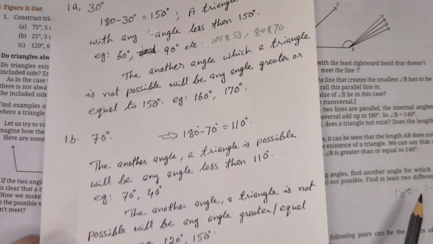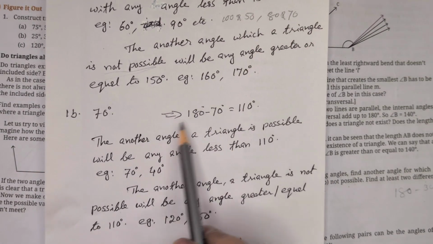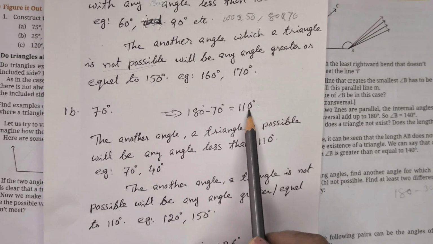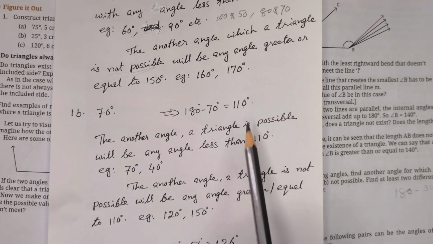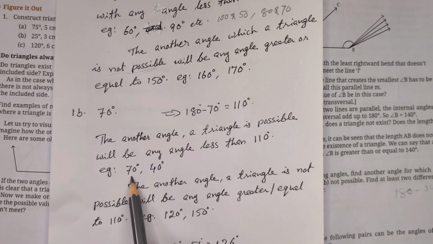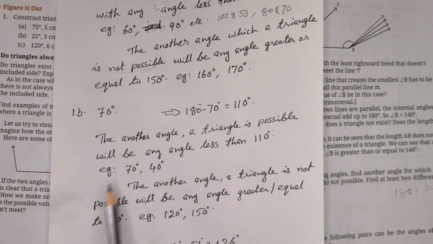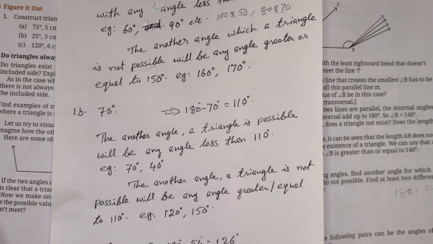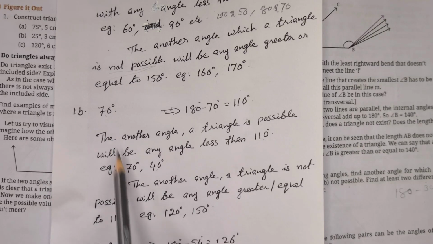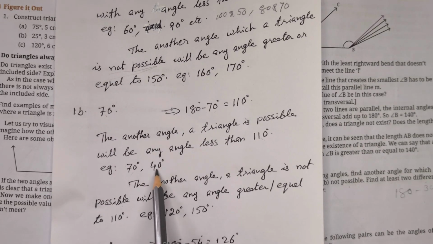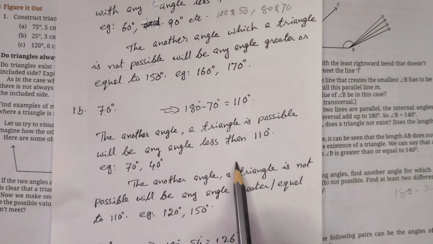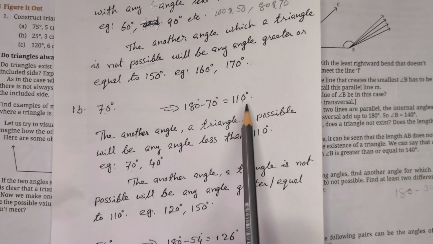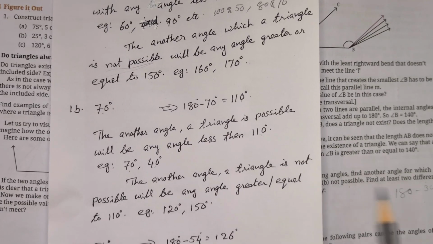Next measurement is 70 degree. That also works the same way. With 70, first you have to subtract from 180. 180 minus 70 is 110. So the sum of the remaining two angles is supposed to be 110. 70 and 40 is one example. 70 plus 40 is 110, and the other angle is 70. So 70, 70, 40. 70 plus 70 is 140, plus 40 comes to 180. The sum is supposed to be always 180. Not possible means any measurement you write greater than 110, like 120, 150 and so on.